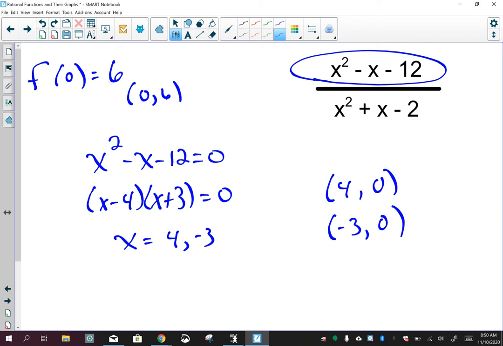Okay. So again, finding x-intercepts, you're going to set your numerator equal to 0. Finding the y-intercepts, basically cross off all the x's, and it's just going to be your constants that are left over. All right.